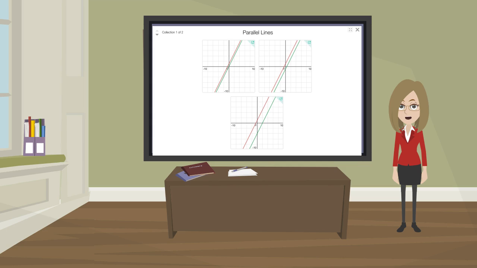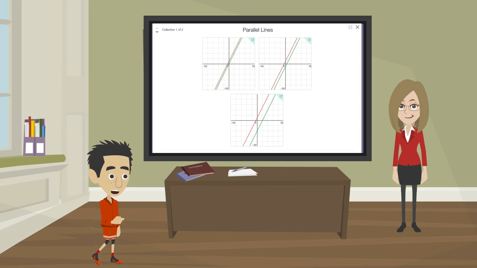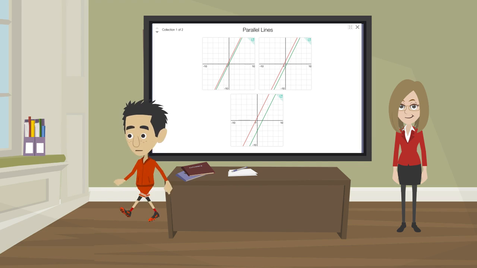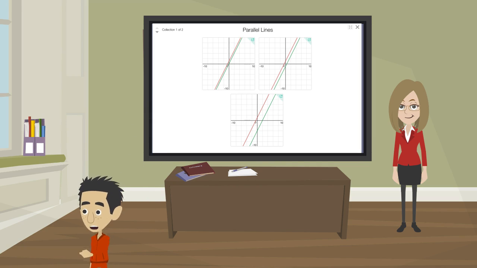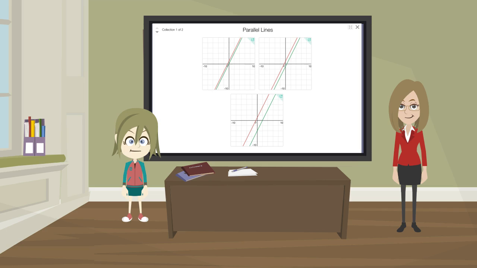Tom, what did you and your partner conclude about parallel lines? We decided that parallel lines have the same slope. But the y-intercepts can be the same or different. Does anyone agree or disagree? We agree that the slopes of parallel lines are the same. But we think the y-intercepts have to be different.